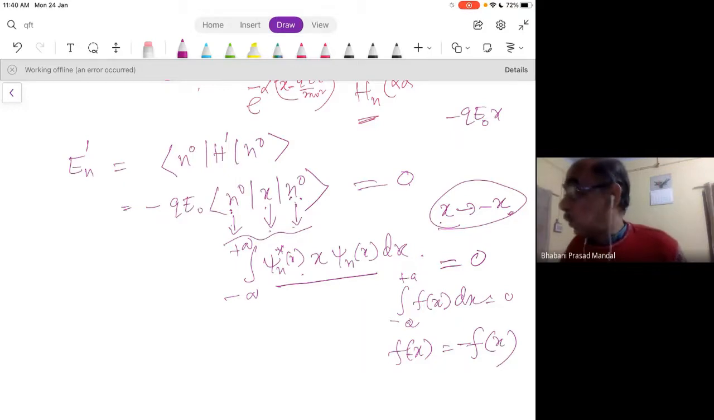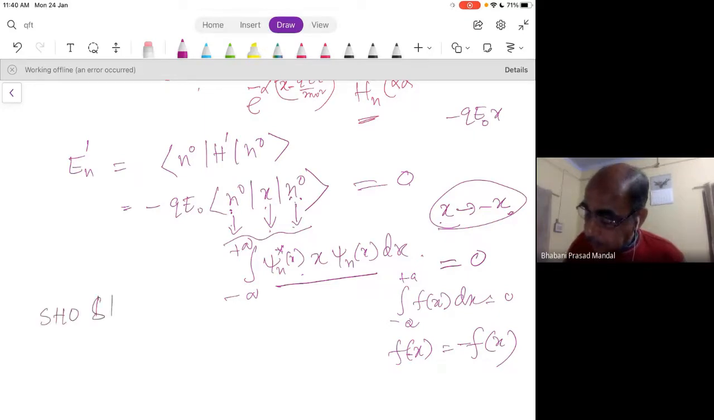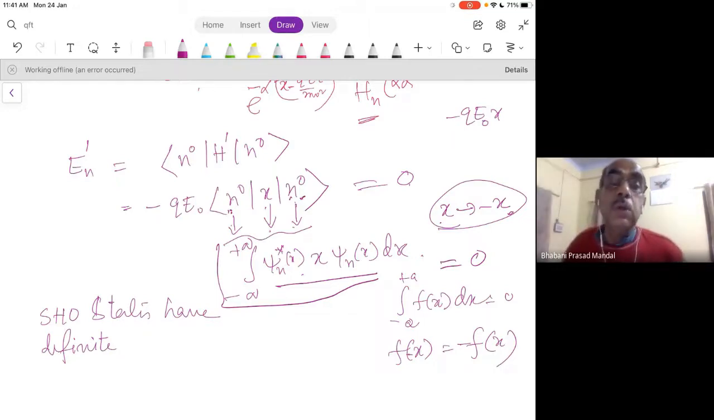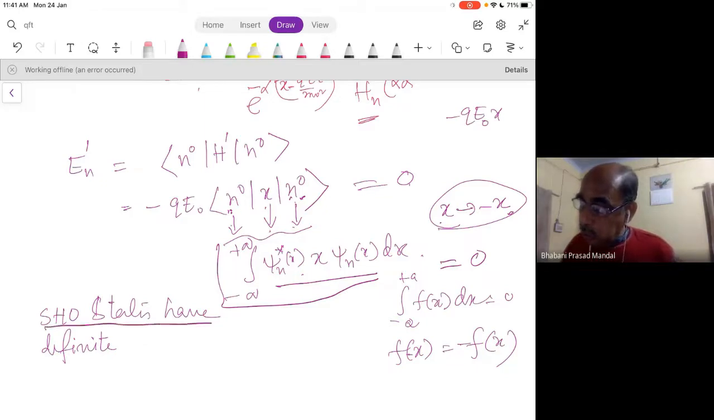So this is simple. But here I want to ask a question. How do you know that harmonic oscillator states have definite parity? That means either odd or even. That is the argument, it depends on that, right? If it is a mixed parity, then it will not be 0. So how do you know the simple harmonic oscillator has definite parity?